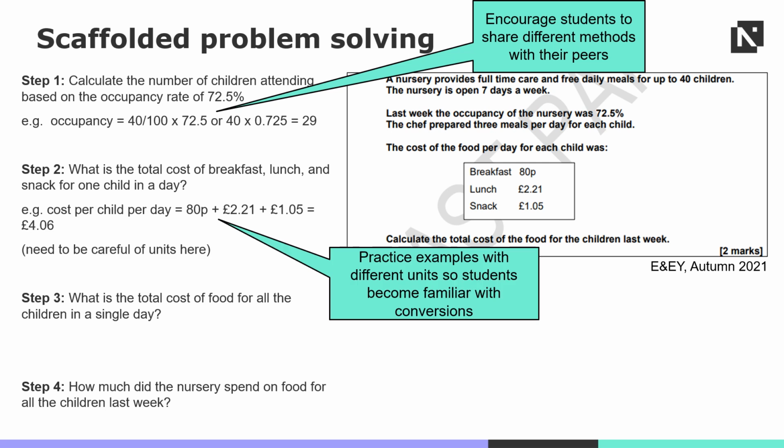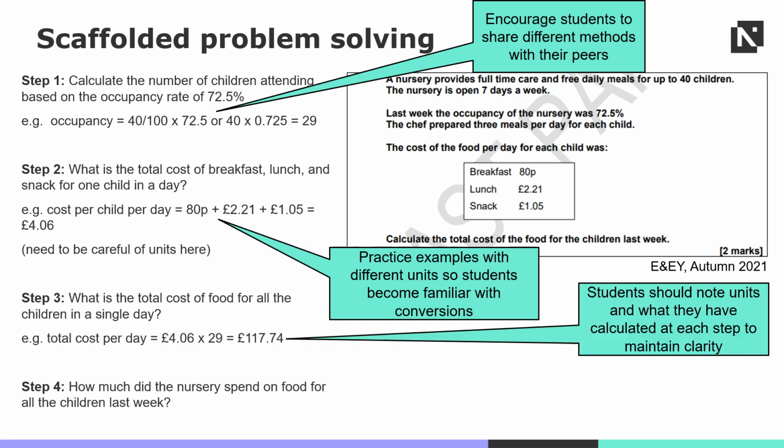Then you'll notice in this question that the units are different. Breakfast is given in pence and the other meals are given in pounds. This is quite common on maths questions, so practice in lessons with your students using different units. That might be money, but it could be things like grams and kilograms, millilitres and litres, centimetres and metres. Just get them used to dealing with different units within the same question or context.